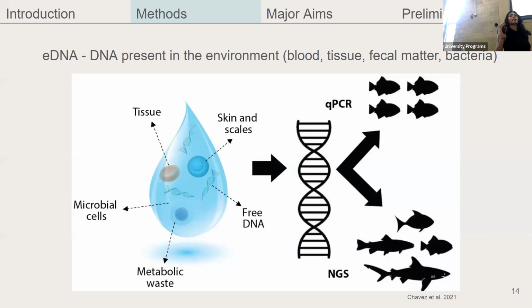So eDNA is DNA that's present in the environment. It could be blood, tissue, fecal matter, or bacteria. And to collect an eDNA sample, you just collect an environmental sample, so typically sediment or water, and you analyze what's in that sample. And there are 2 ways to analyze that.